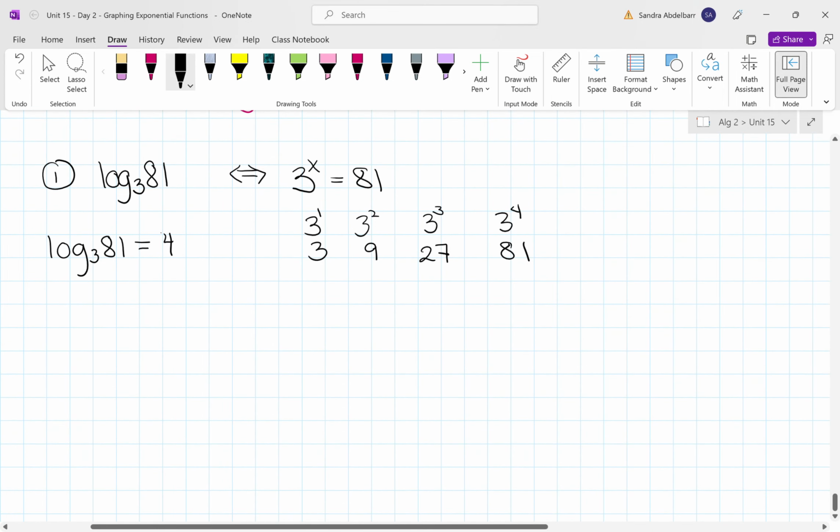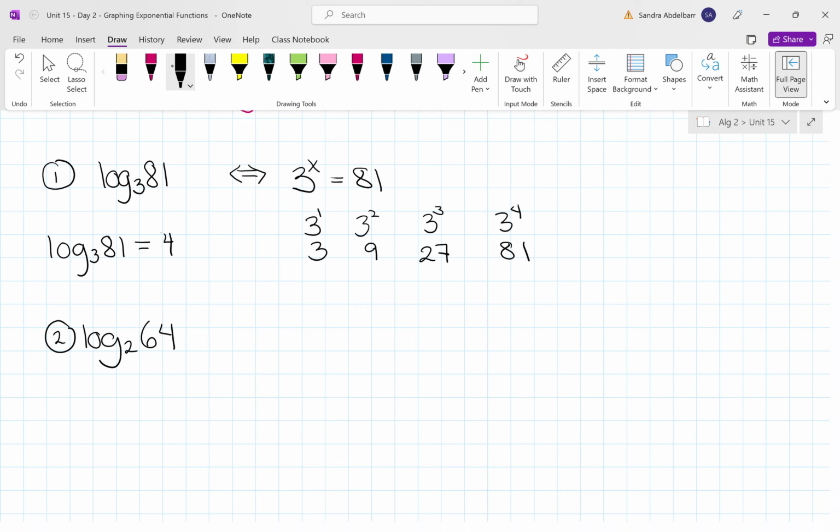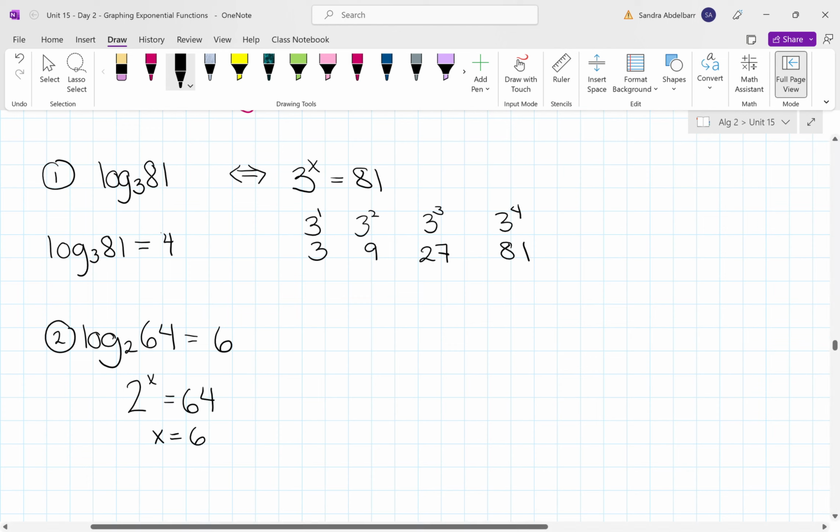You all tell me, what is log base 2 of 64? Aditya? 6. You got it. So how does this read? This is saying 2 to what power gives me 64? x equals 6.